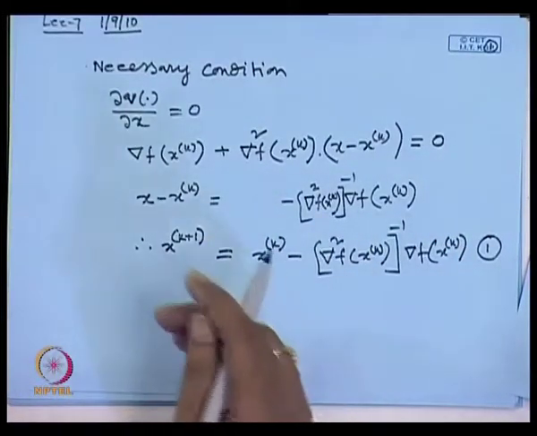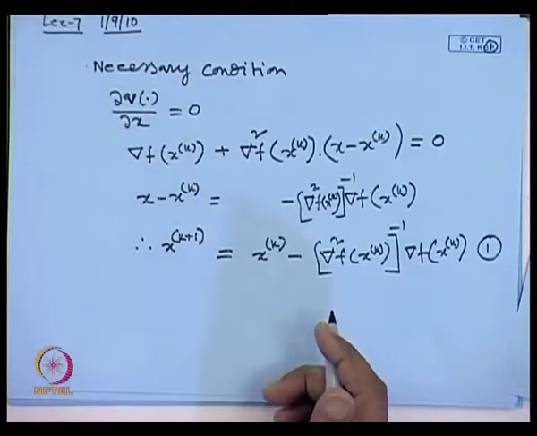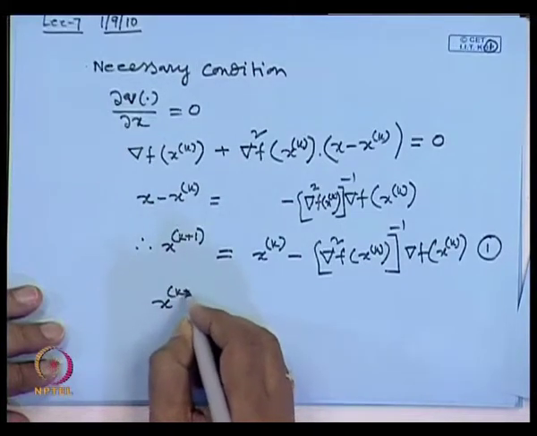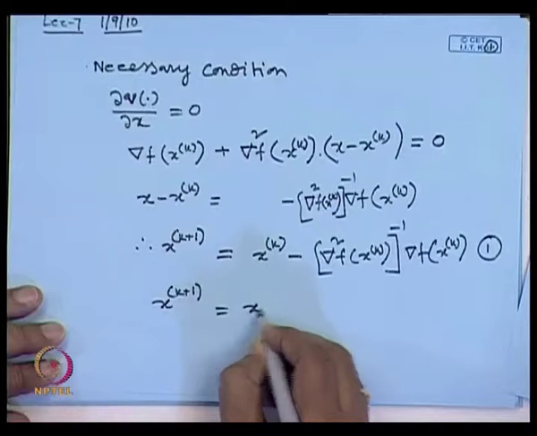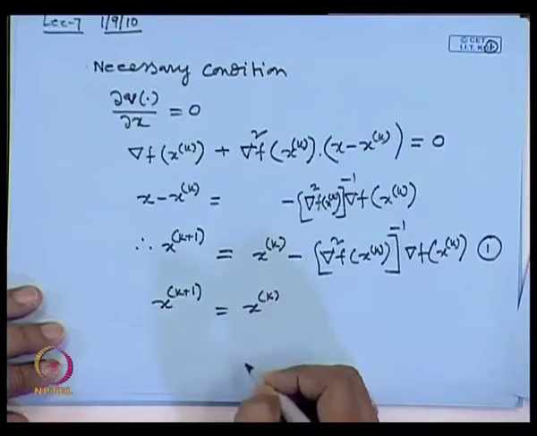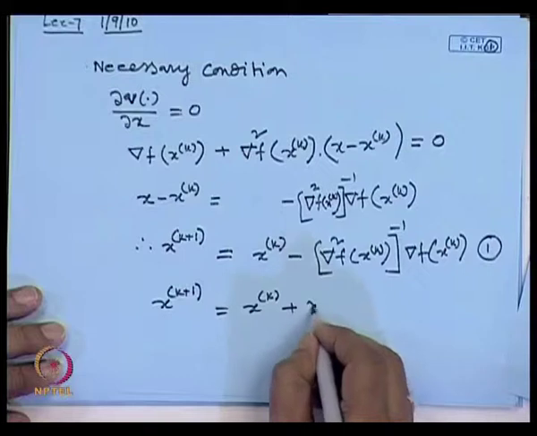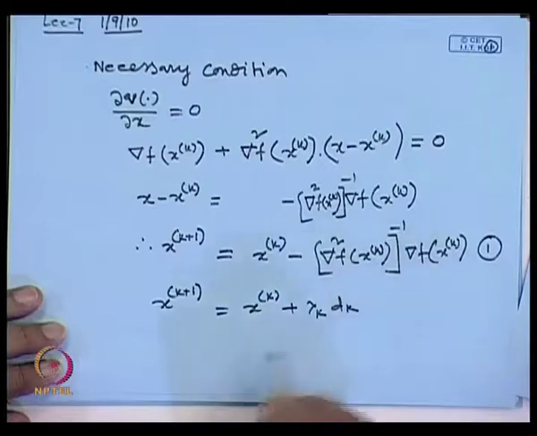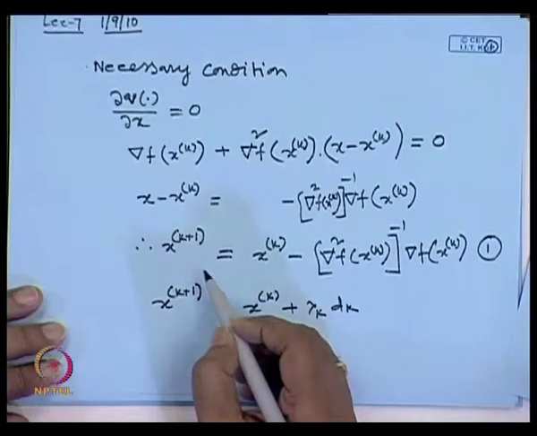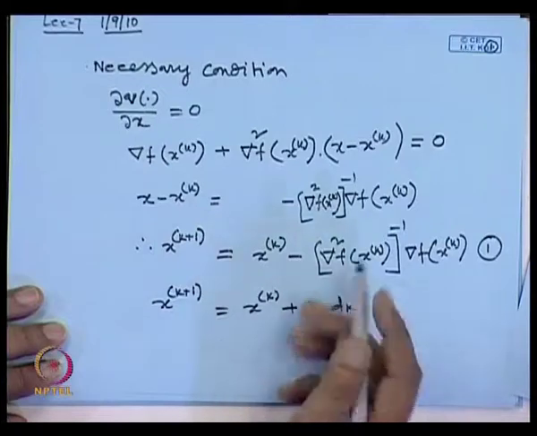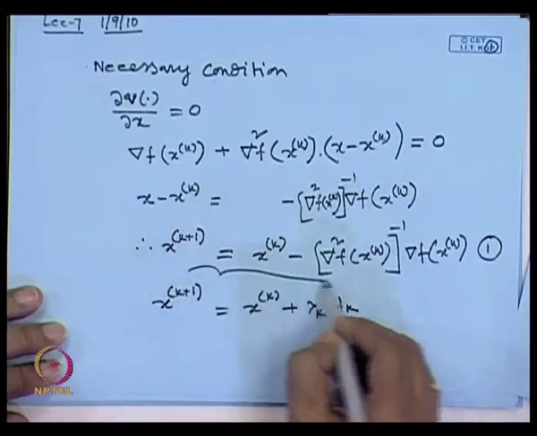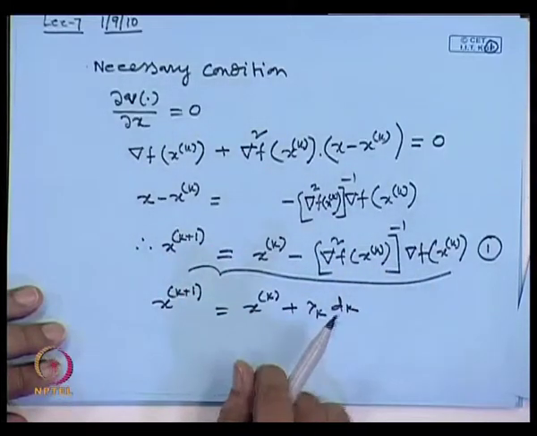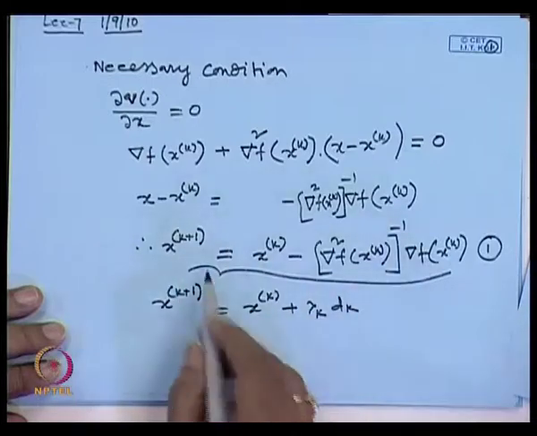One can write it in a more general form like this way. I can write that x k plus 1 is equal to x of k, agree, plus lambda k into d k, and this is nothing but what is called Newton's method. This is called Newton's method, when the x variable is updated in this way. So, this is Newton's method.